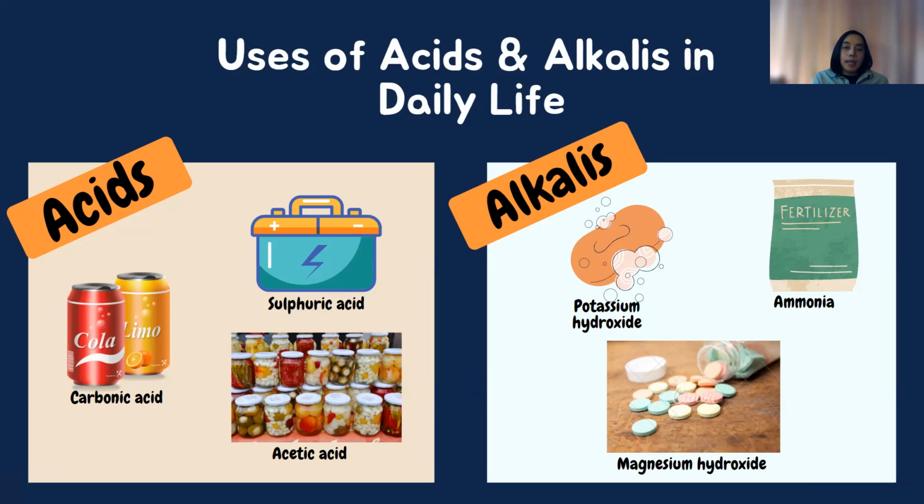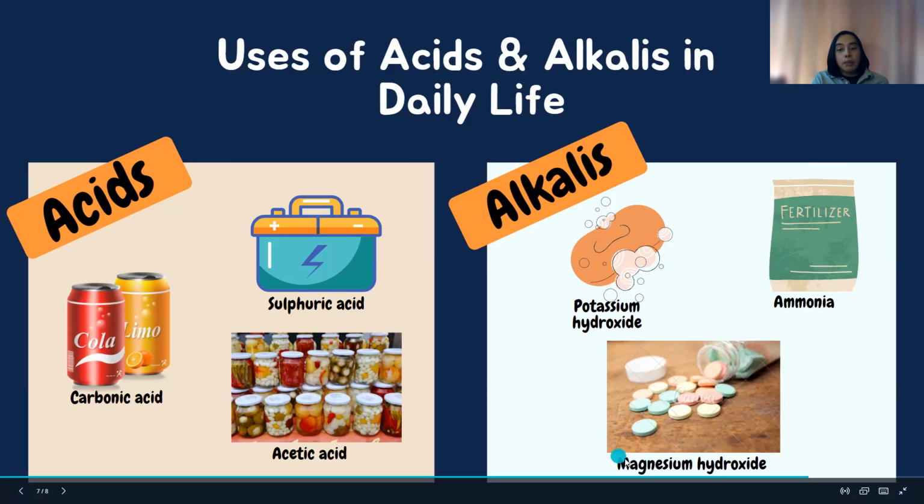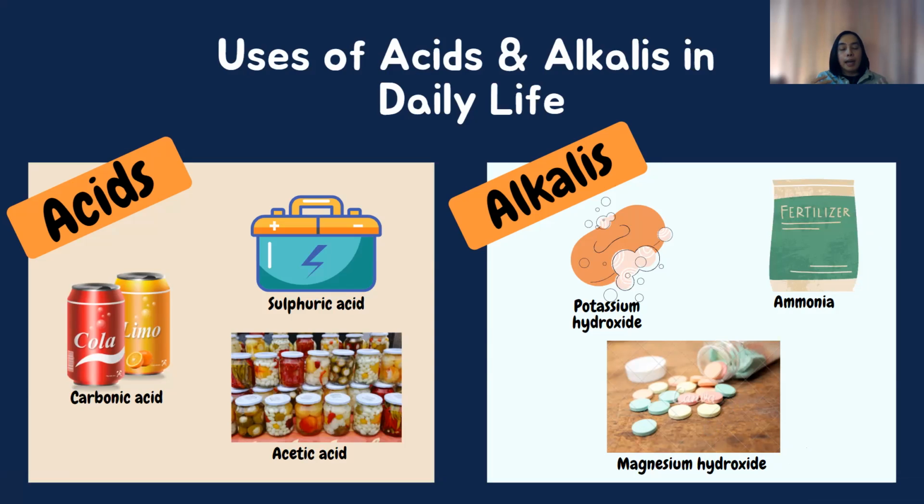Now, some examples of alkalis used in our daily life are potassium hydroxide, which is used in soap. We also use ammonia, which is in fertilizer, and we also use magnesium hydroxide as an antacid. If you have a gastric problem, you can eat some magnesium hydroxide tablets, in a small dose, to alleviate the gastric problem.